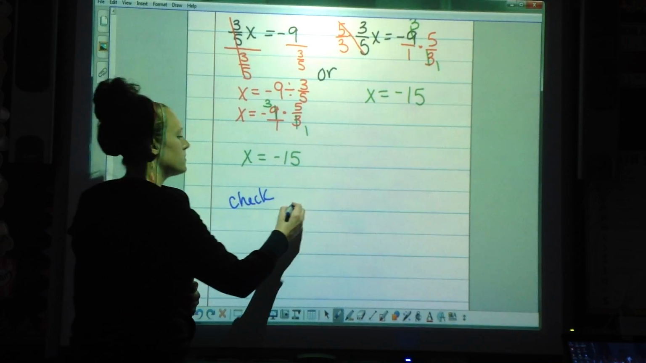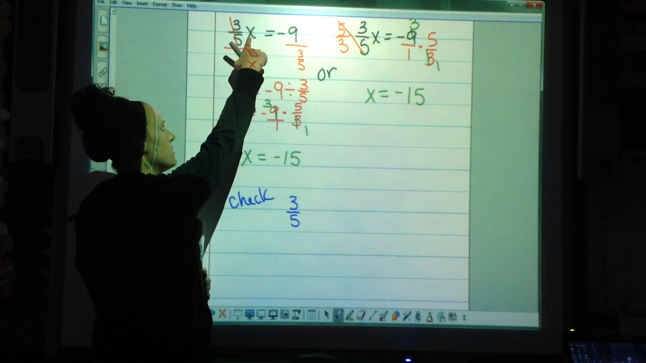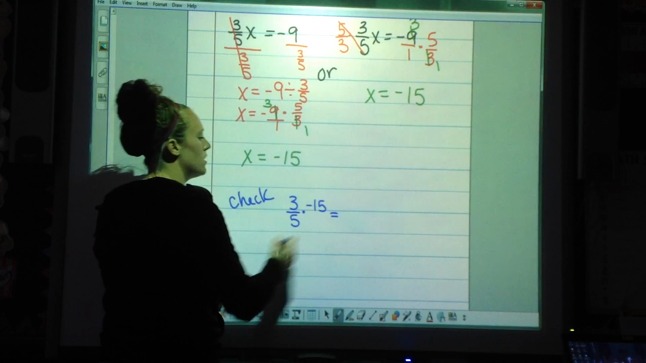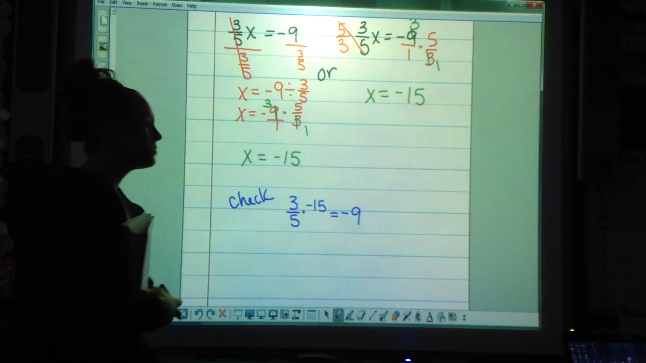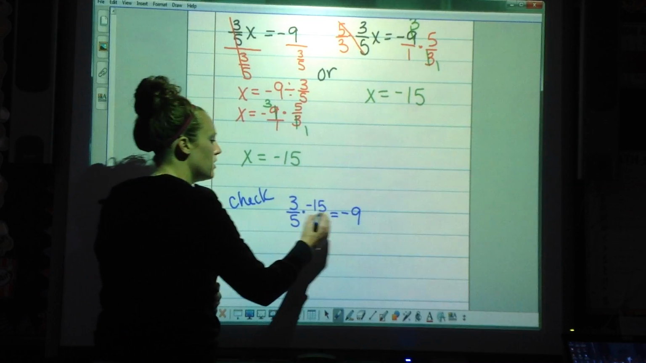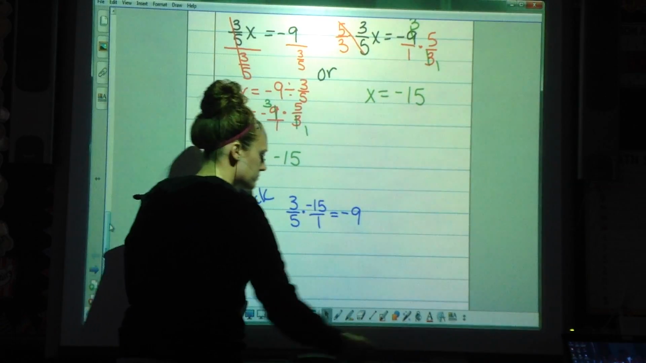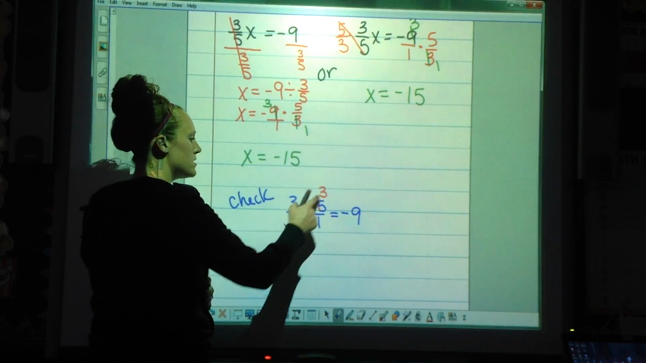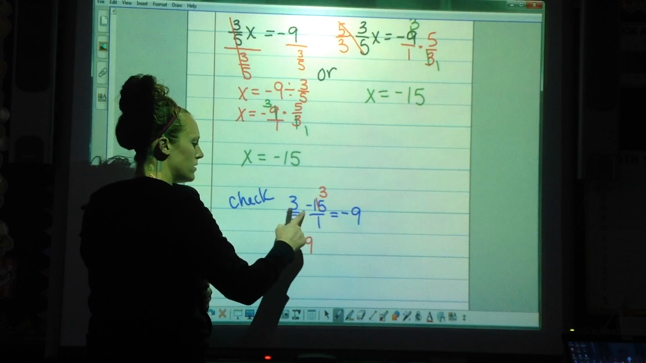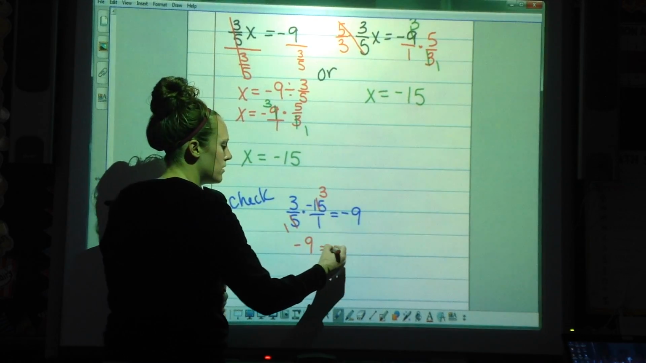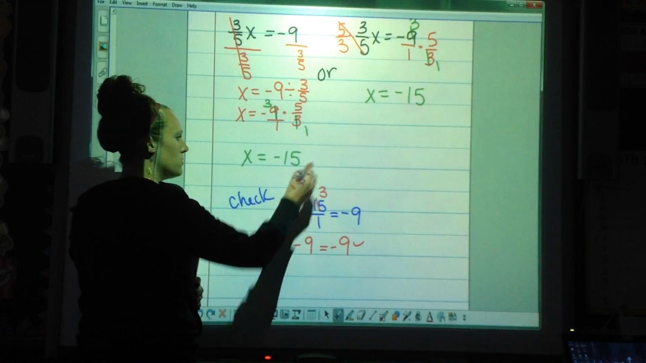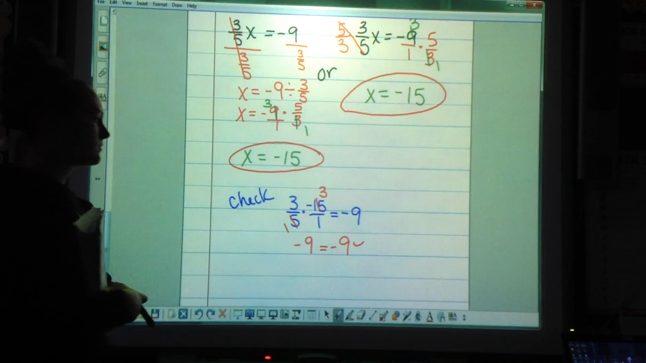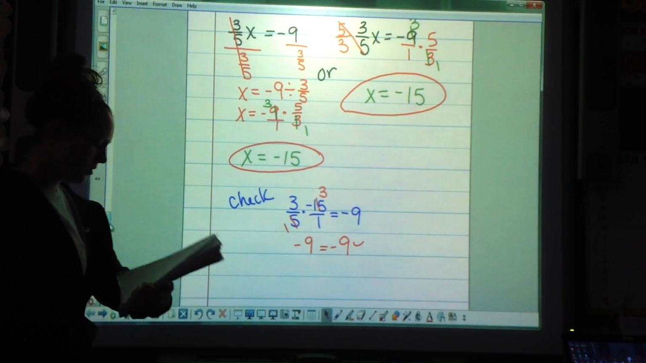Check with fractions. So 3/5 times x, which is negative 15, equals negative 9. Okay, to multiply a fraction and a whole number, you're going to turn the whole number into a fraction. You're going to cross reduce. 3 times negative 3 is negative 9. 1 times 1 would be over 1. And both sides are equal, so I know that this answer, either way you solve it, is correct. Your turn to try.